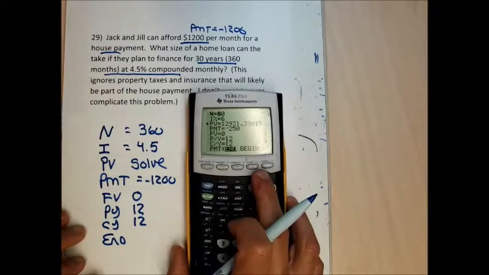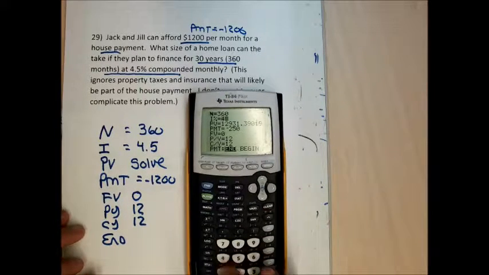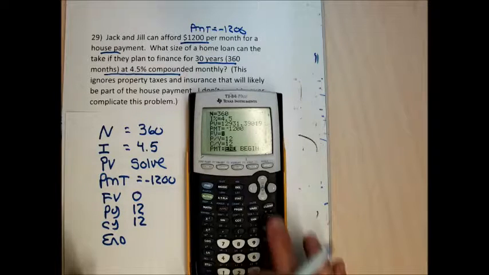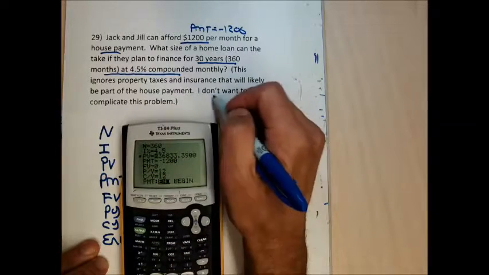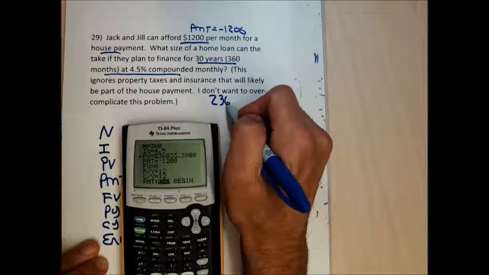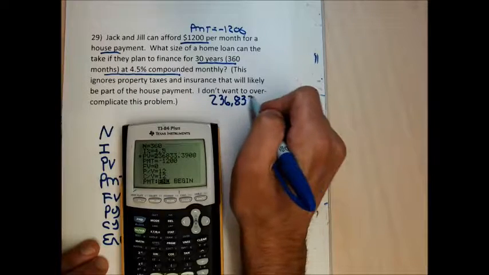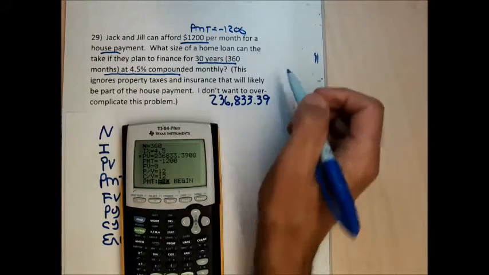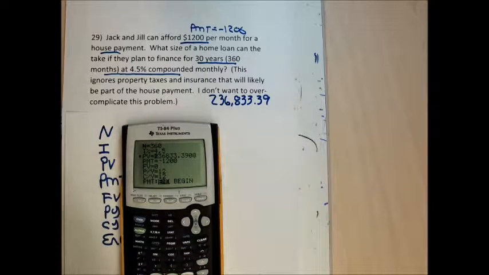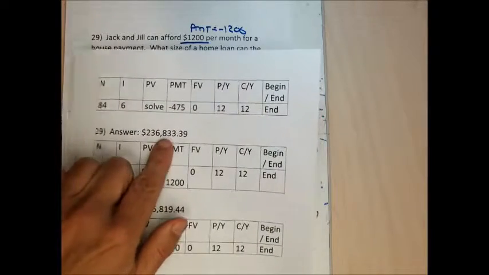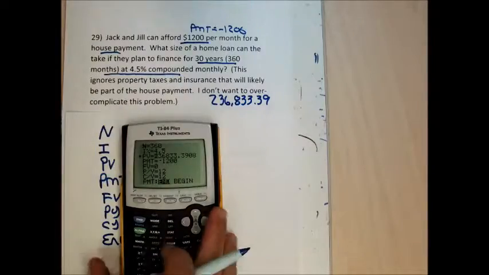So my N is 360. My interest rate is 4.5%. My payment is negative $1,200. I go up to the PV. I hit the green alpha and then the enter, and they can get a $236,833.39 loan, assuming I haven't messed up, and exactly I get $236,833.39.